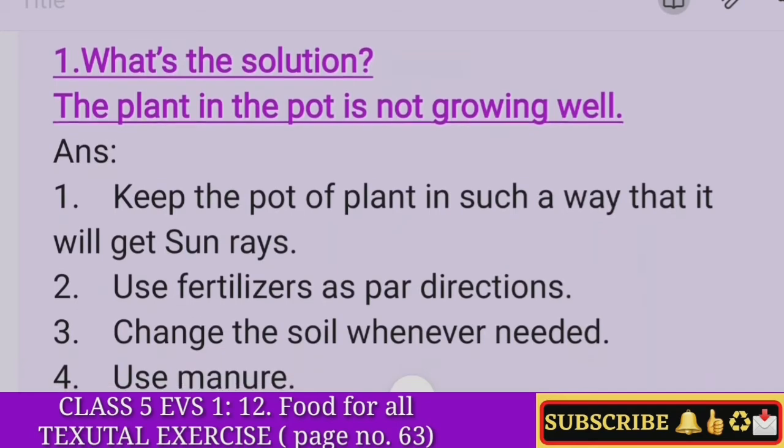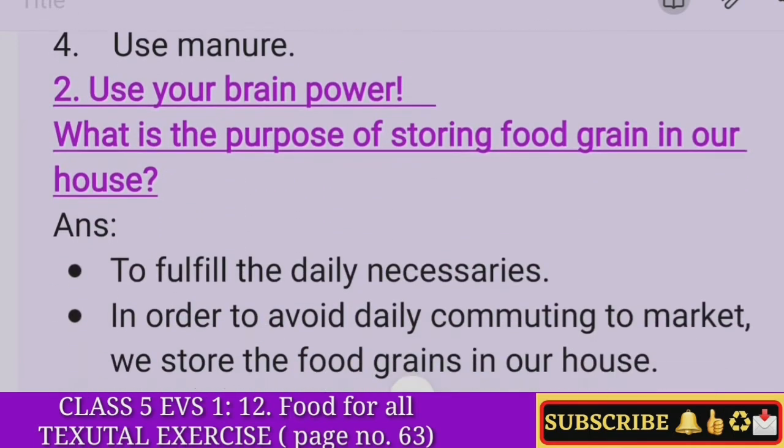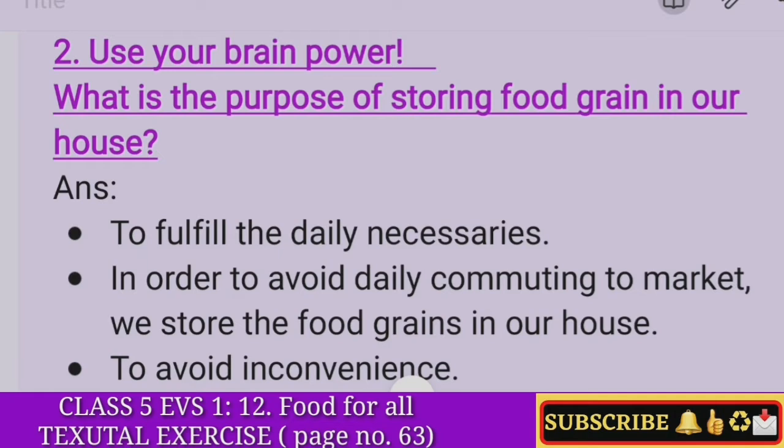The first question, what's the solution? The plant in the pot is not growing well. Answer, keep the pot of plant in such a way that it will get sun rays. Use fertilizers as per directions. Change the soil whenever needed. Use manure.